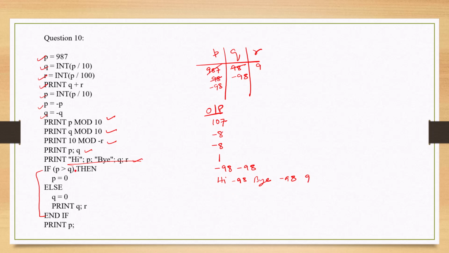If p greater than q, cannot be, both are same, so go to else, this will work, q equal to 0. In q we make it 0. Also this print will work, so that is going to print q, which is now 0, and r which is now 9, then it is going to print p at end which is minus 98. It's a long output.